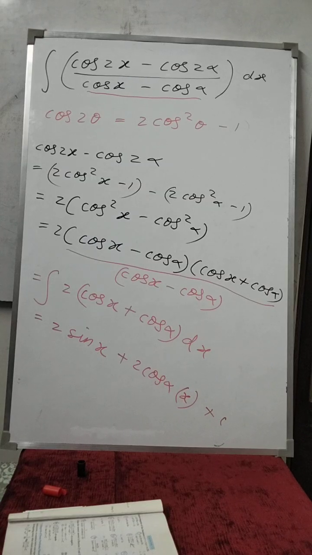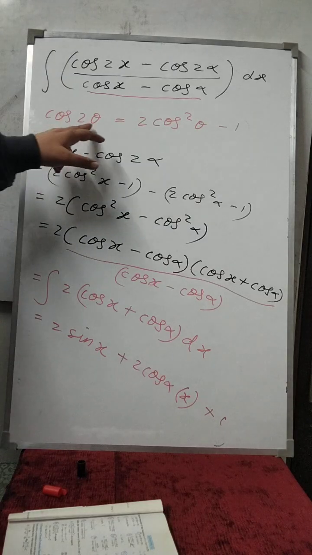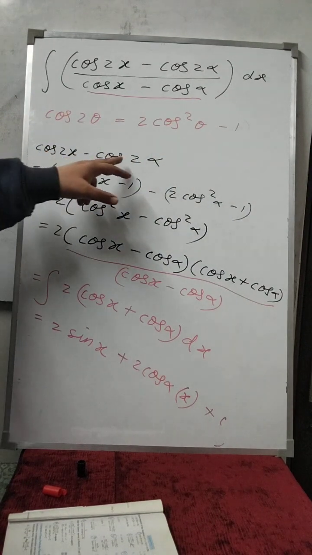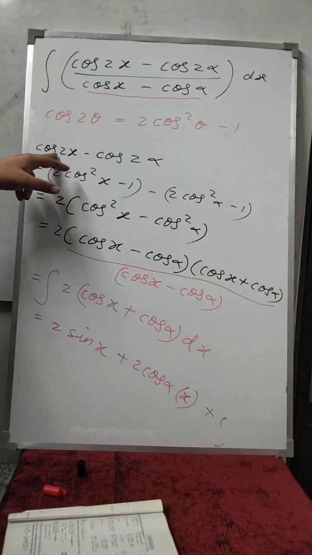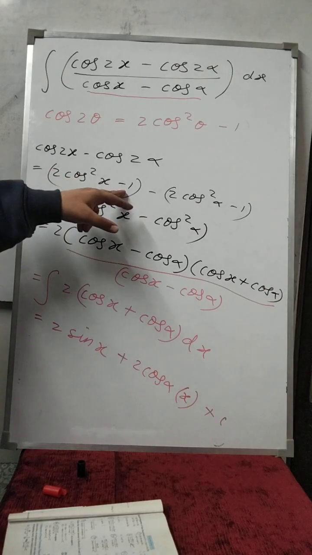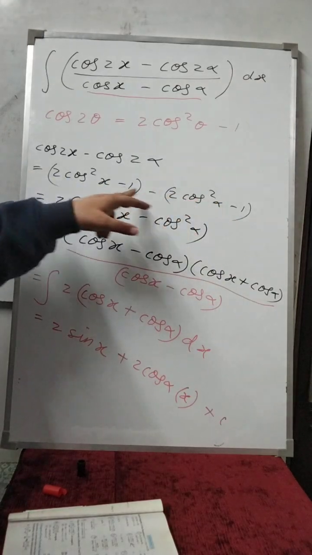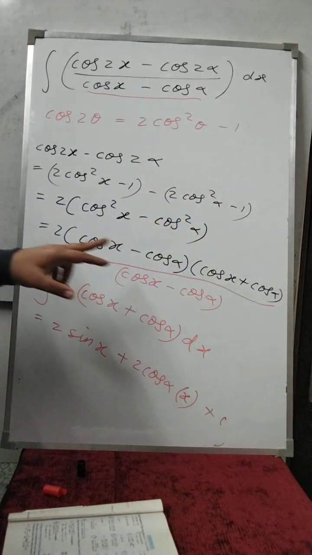It was not a tough question. We just have to manipulate the numerator. I have simply applied the formula: cos 2 theta will be 2 cos square theta minus 1. So cos 2x minus cos 2 alpha. Cos 2x will become 2 cos square x minus 1. Cos 2 alpha will become 2 cos square alpha minus 1. Minus 1 and minus 1 will get cancelled.